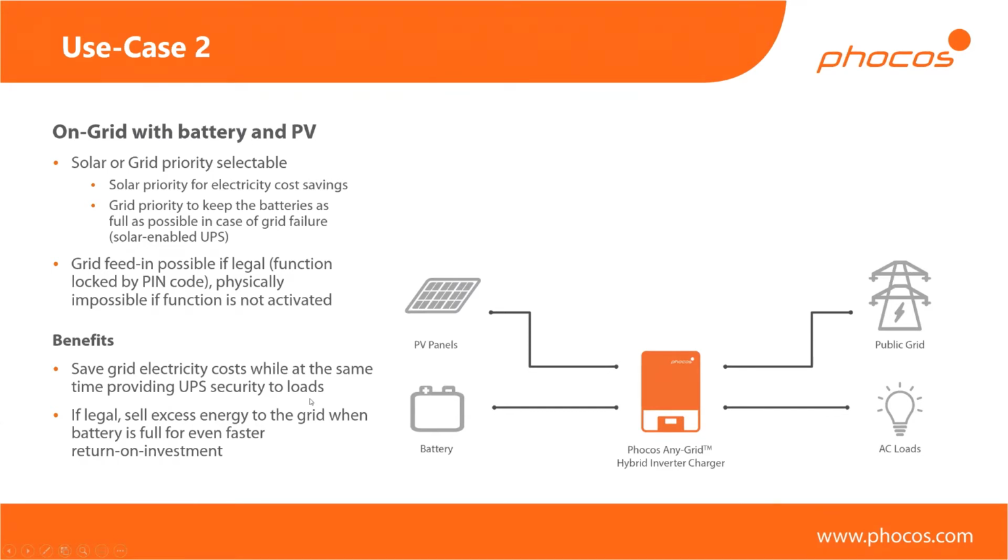Now, the benefits of this is that, of course, you save electricity costs from the grid. That's typically the main reason to build up such a system: to use PV power for your loads to offset some of the power costs from the utilities. But at the same time, you're basically getting an uninterruptible power supply for free, because I think it's very frustrating for a lot of people that are using grid-connected inverters that only function if the grid is there.